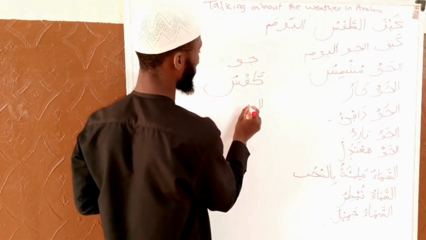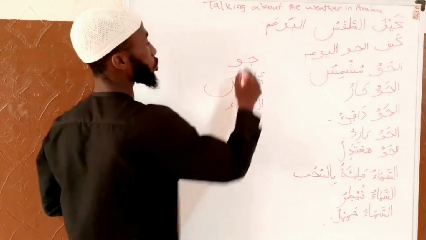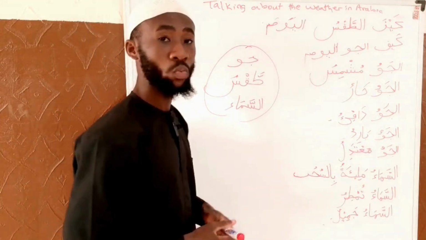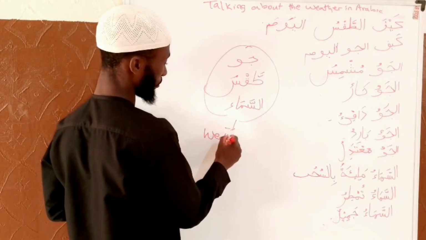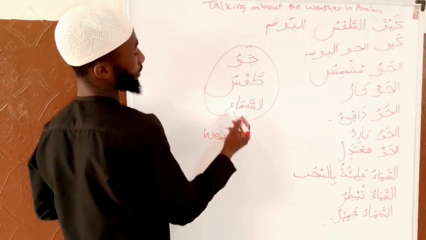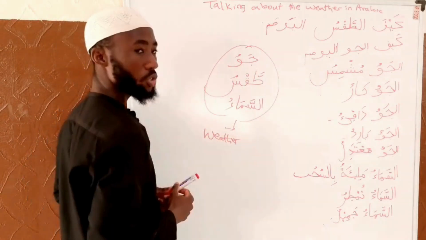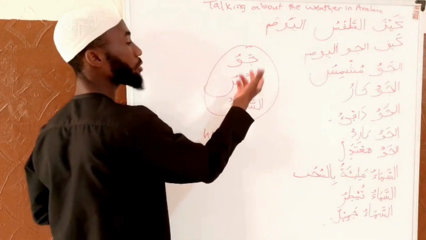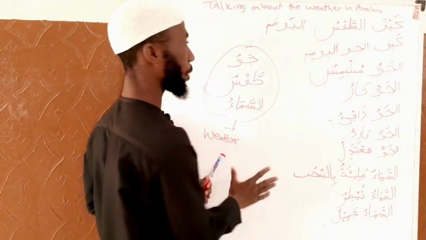Or you say as-sama'u. So all these words have the same meaning, which is weather. We have jawu, taqsu, then we have sama'u. So the synonym of jawu is taqsu, and the synonym of taqsu is as-sama'u. It means weather.